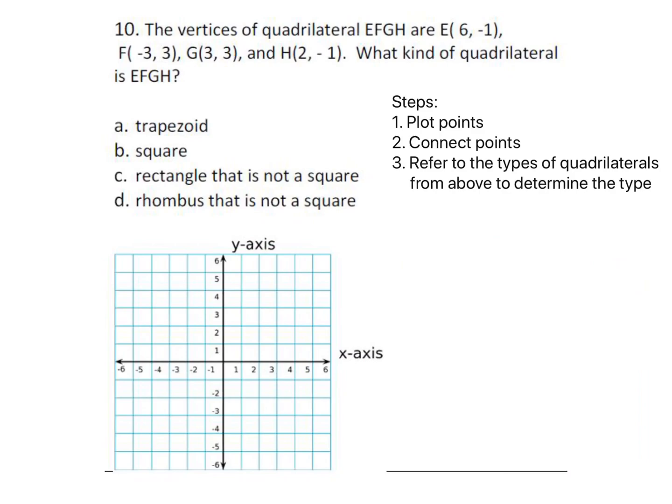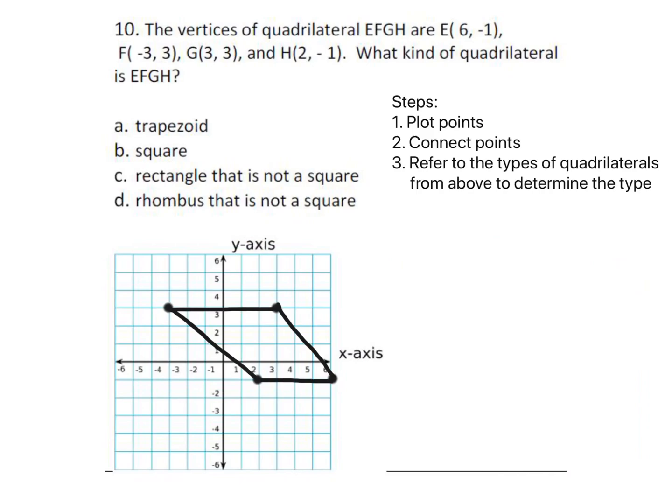What I'm going to do is plot the points, connect the points, and then look at my vocabulary up above and see which one it seems to match the best. So let's do that quickly together, okay? I'm going to plot my points. All right, so I have plotted and connected the points.